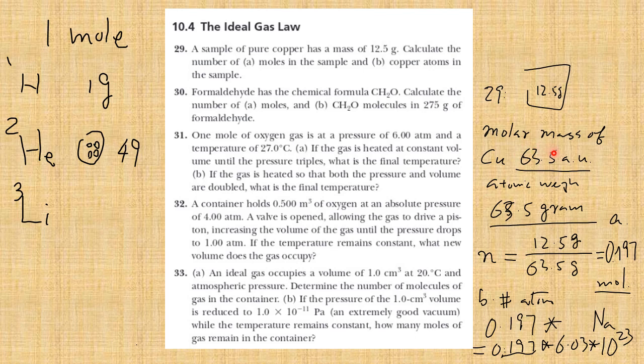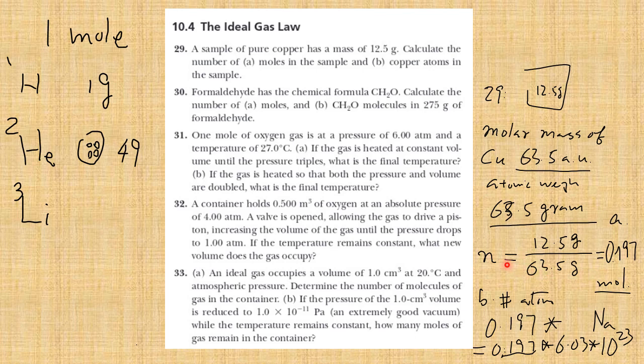Just use this number literally, turn it into grams. So 1 mole of copper has 63.5 grams. So it's quite big, okay? And then you will say, well, how many moles is 12.5 grams? So 12.5 divided by this is less than 1 mole, 0.197 mole. So that answers the first question.